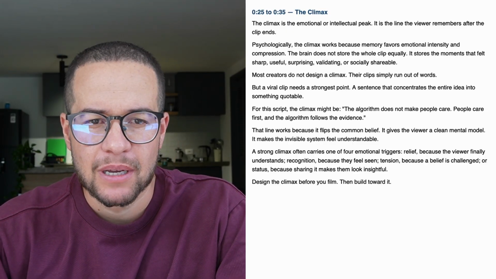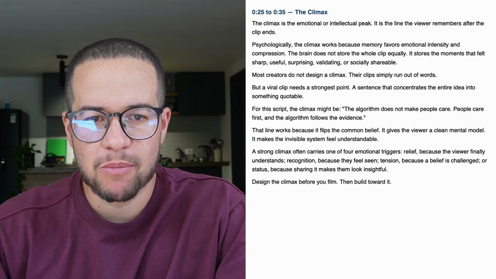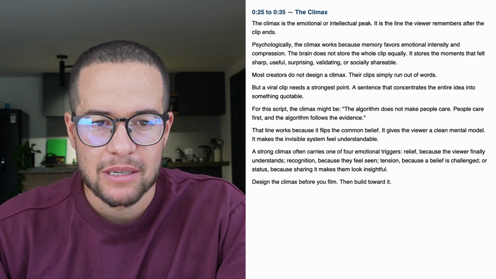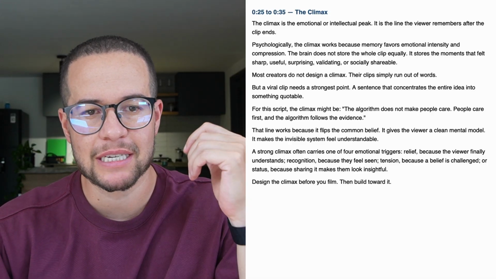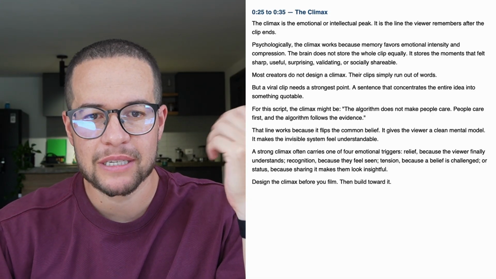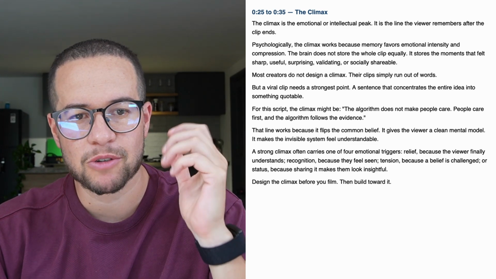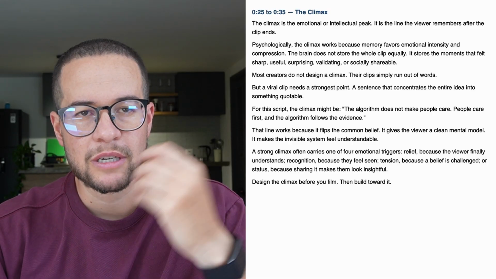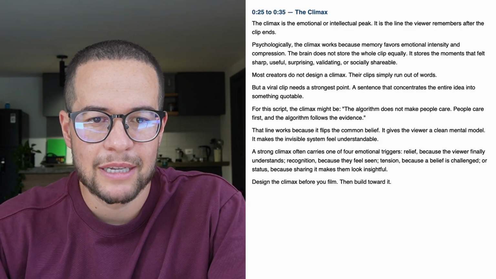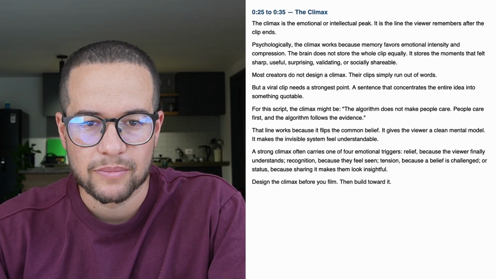The climax. The climax is the emotional or intellectual peak. It is the line the viewer remembers after the clip ends. Psychologically, the climax works because memory favors emotional intensity and compression. The brain does not store the whole clip equally. It stores the moments that felt sharp, useful, surprising, validating, or socially shareable. Most creators do not design a climax. Their clips simply run out of words.